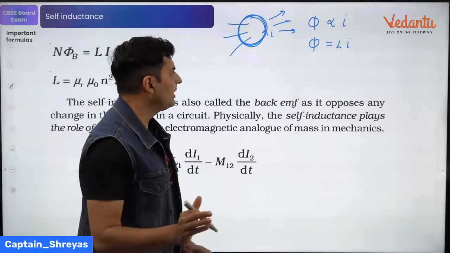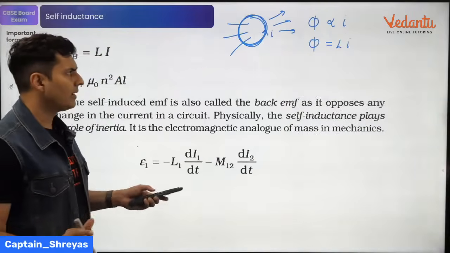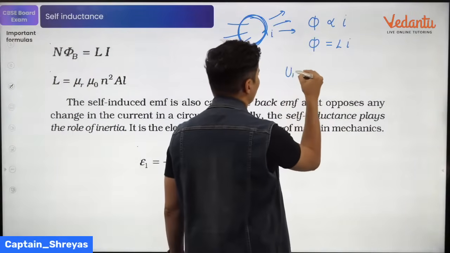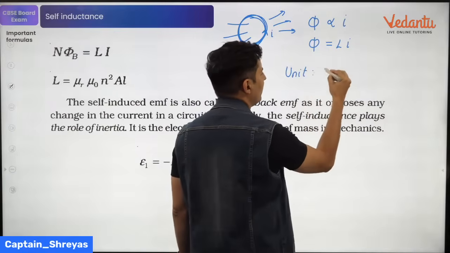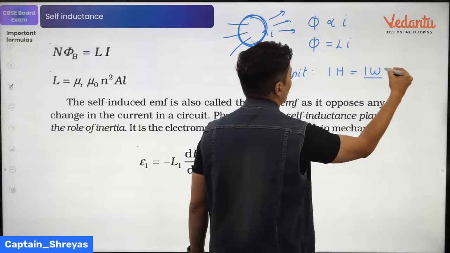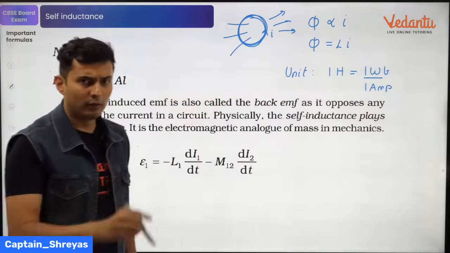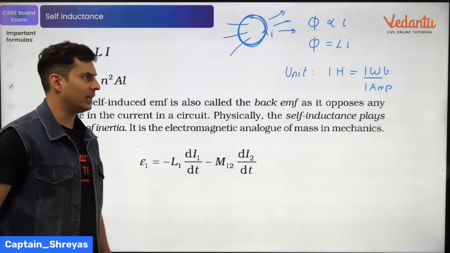The unit of self-inductance or mutual inductance is Henry only, standard. If I ask you what is the unit of self or mutual inductance, it will be 1 Henry, and 1 Henry is 1 Weber upon 1 ampere. 1 Weber of flux created by 1 ampere of current.